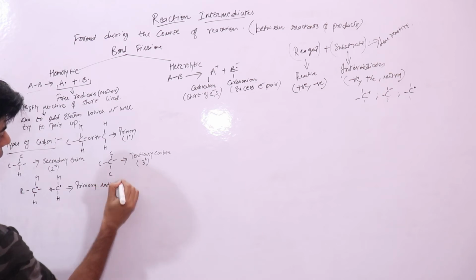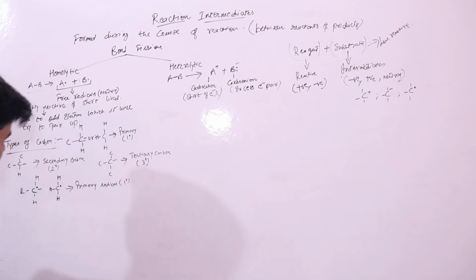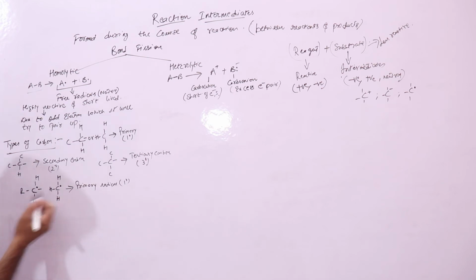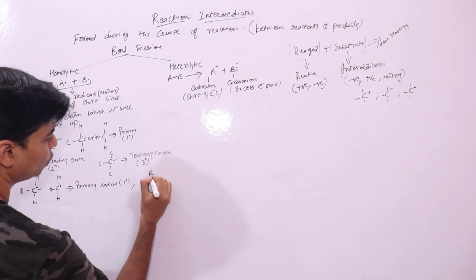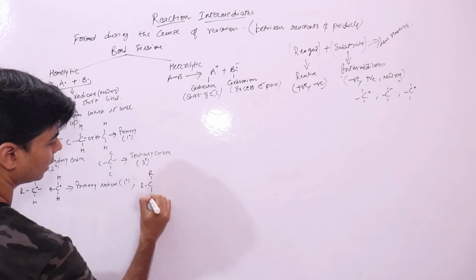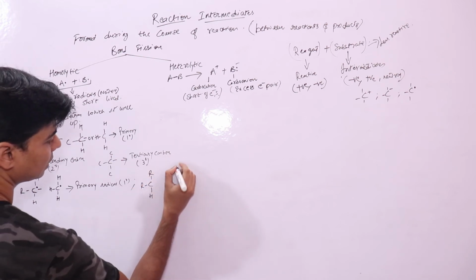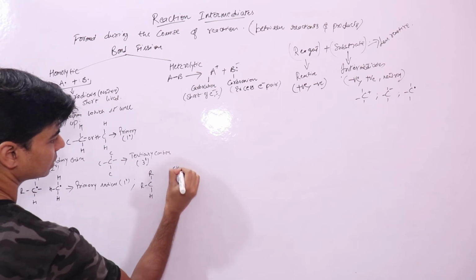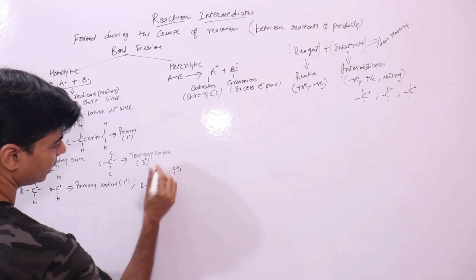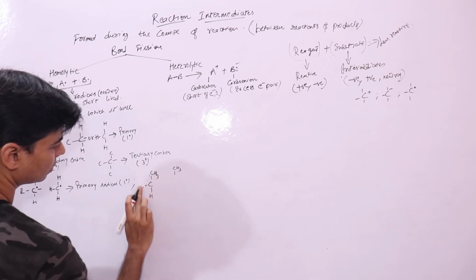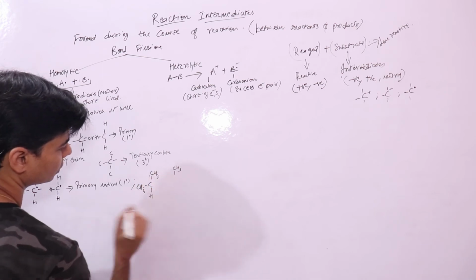Primary radical, or your 1 degree radical. Notice that odd electron in case of free radicals. Now if you have two alkyl groups, it is like this. Let me write it like this in order to avoid the confusion.